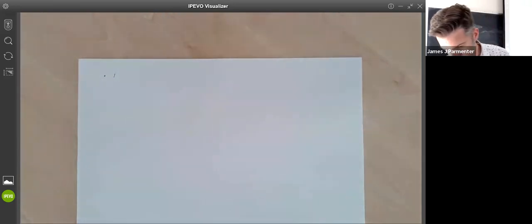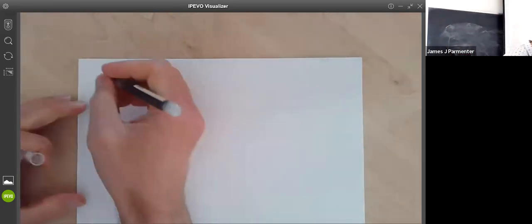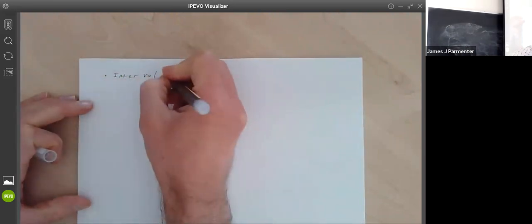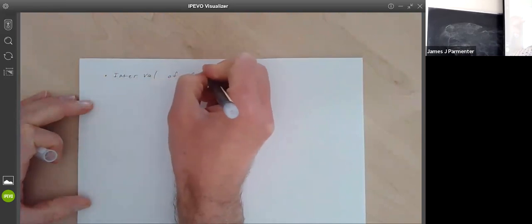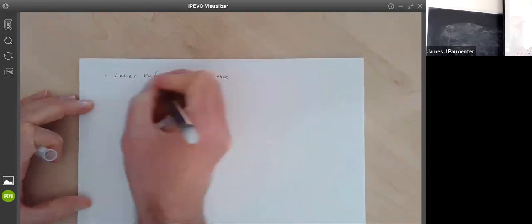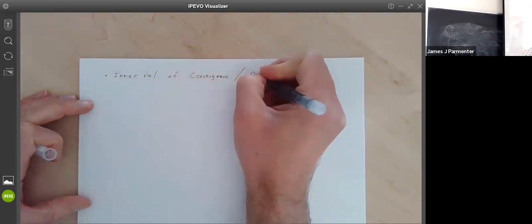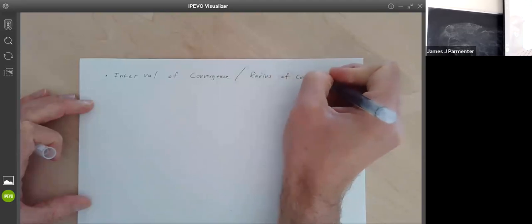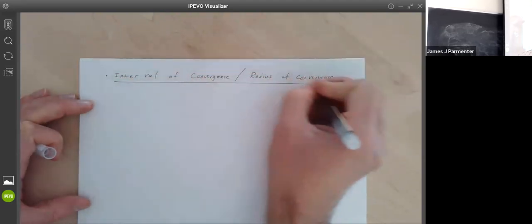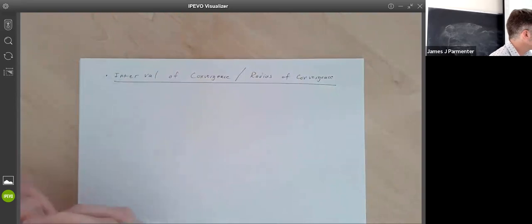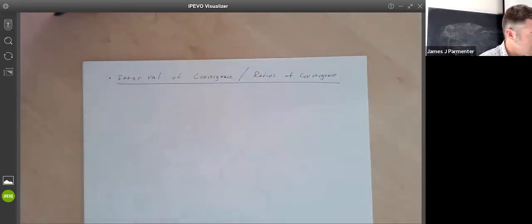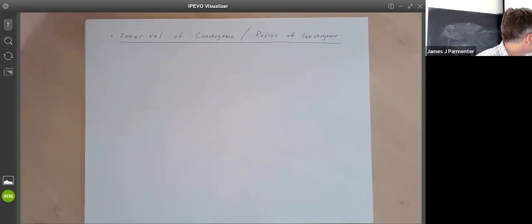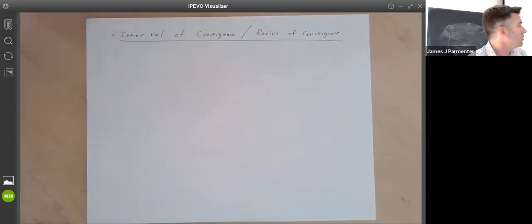This pen, not my phone. So, interval of convergence. This pen also is in that place. The pens are dying. Welcome. Cool. Looks good. Thank you.